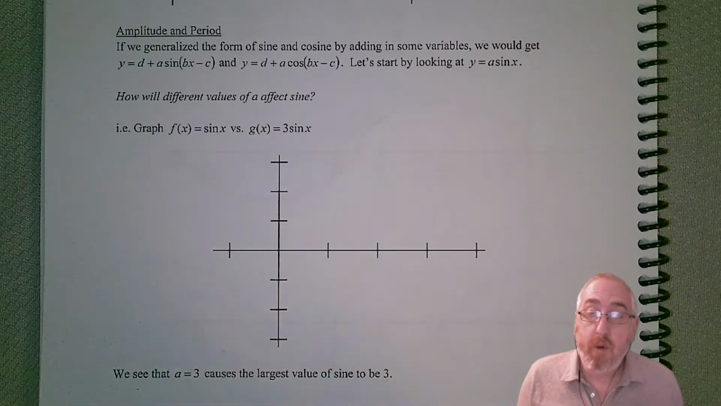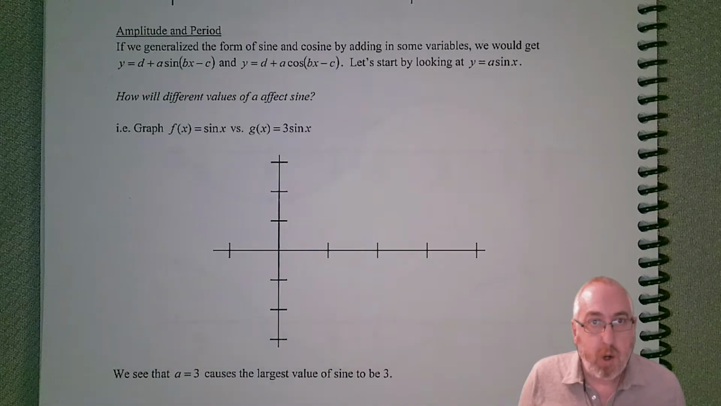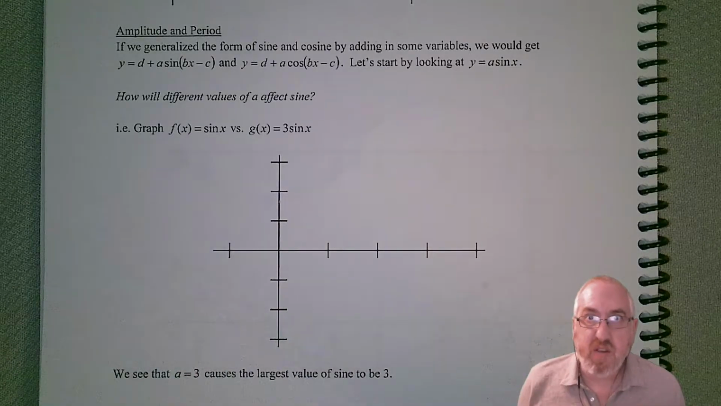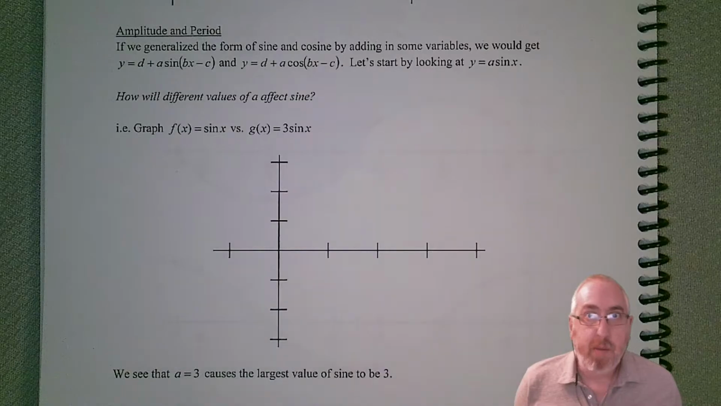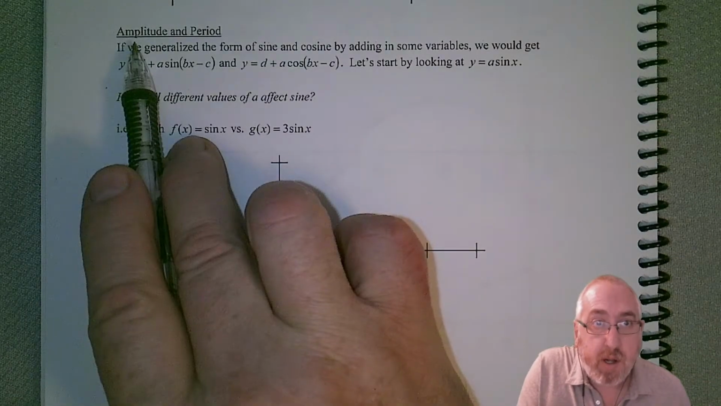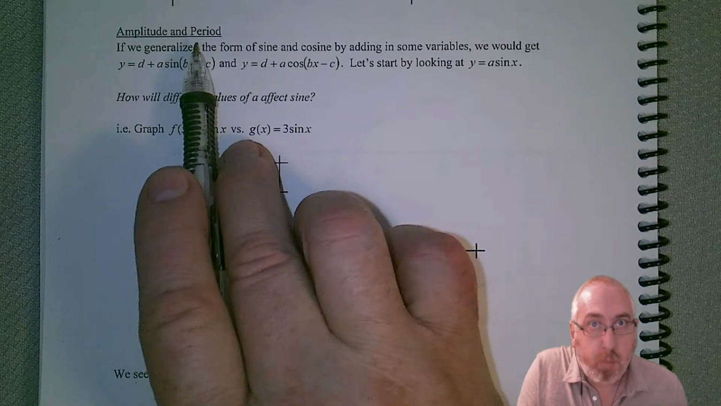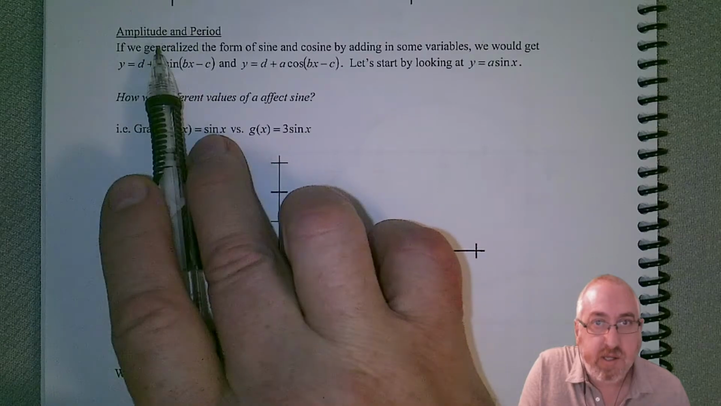All right, so now if we start breaking down these sine and cosine curves a little bit more, we'll see that we can get a generalized format and alter them in pretty predictable ways. So the first thing we're going to look at is the amplitude and the period. So we're looking at two components. The first one we're going to look at is the amplitude.